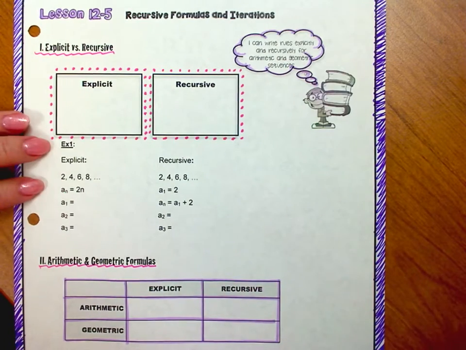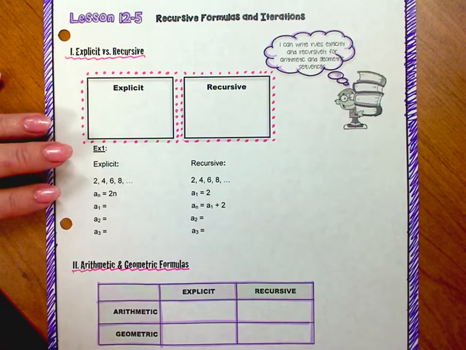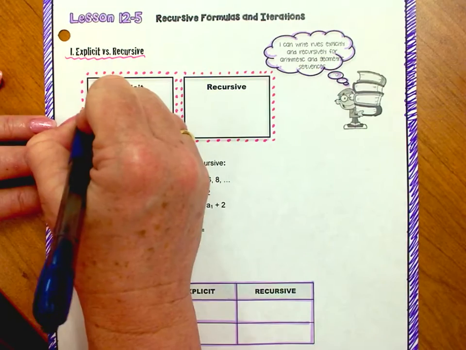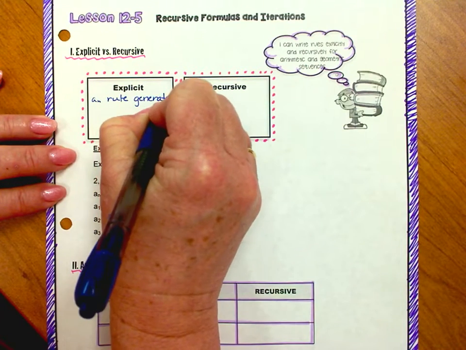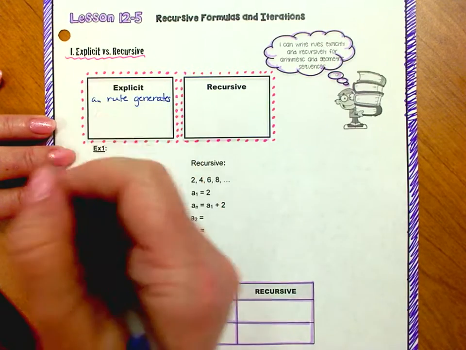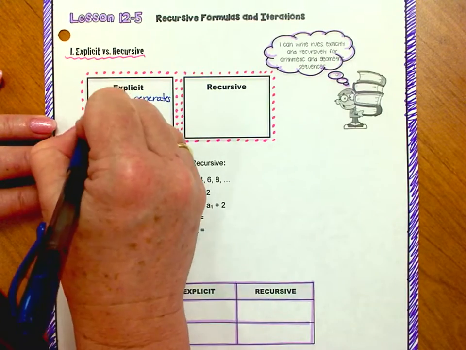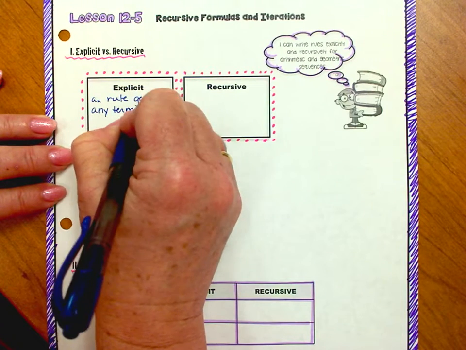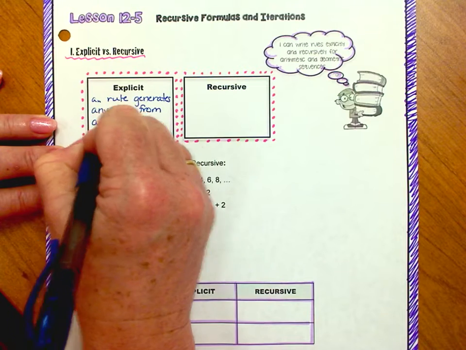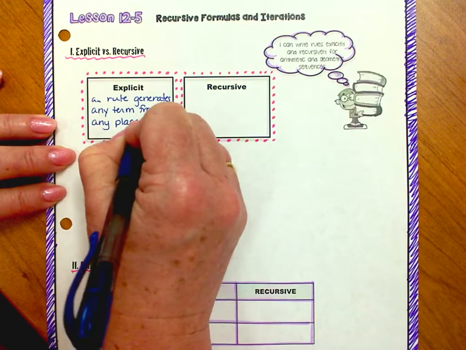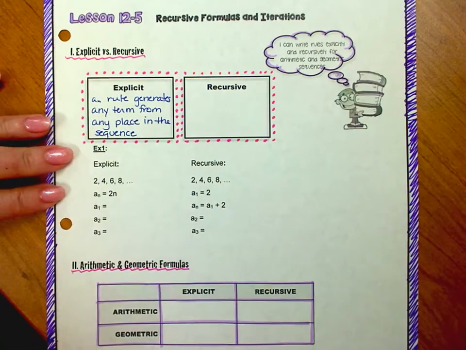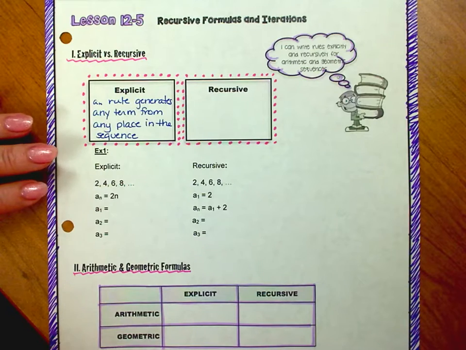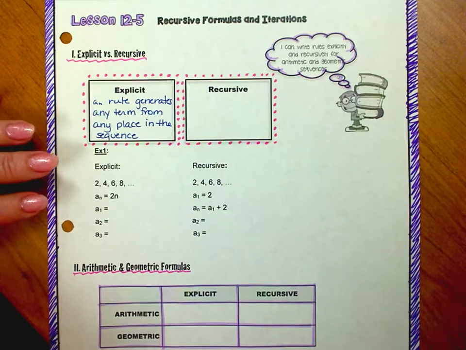So if we take a look at what we were doing before, which was explicit, then the a sub n rule generates any term from any place in the sequence. Which is kind of nice. So if you need the a sub 25th term, then you plug 25 into the formula and you're able to get that.